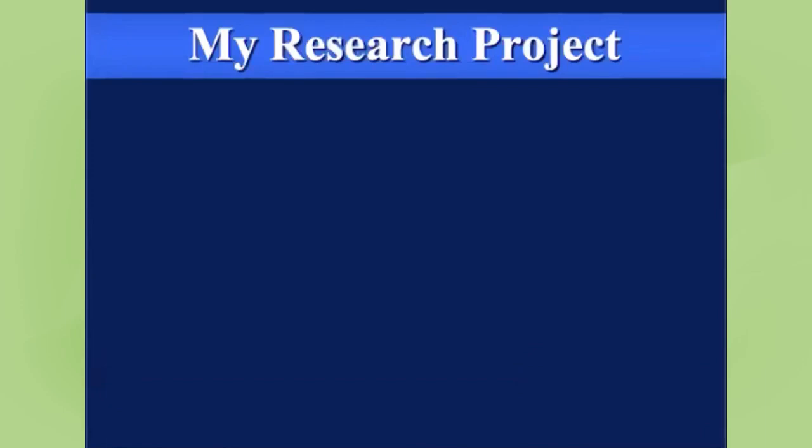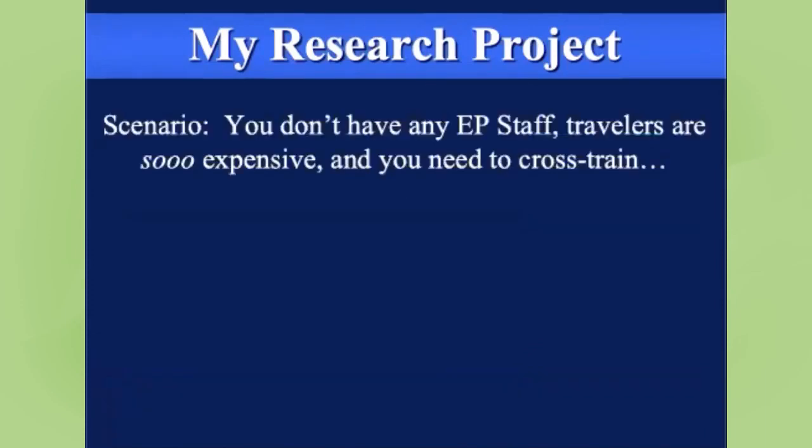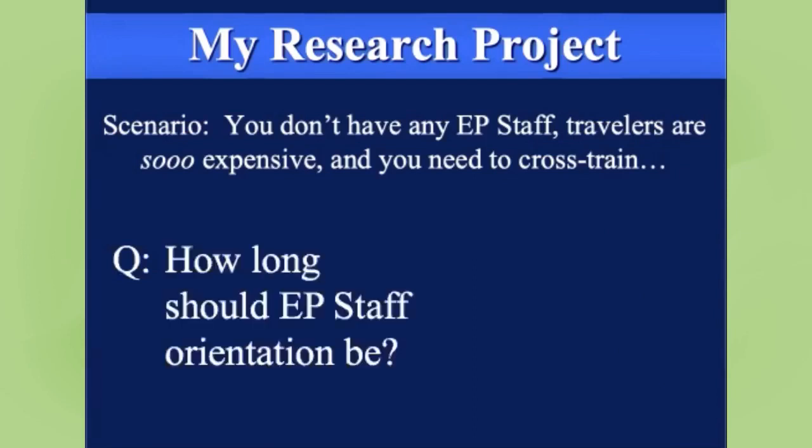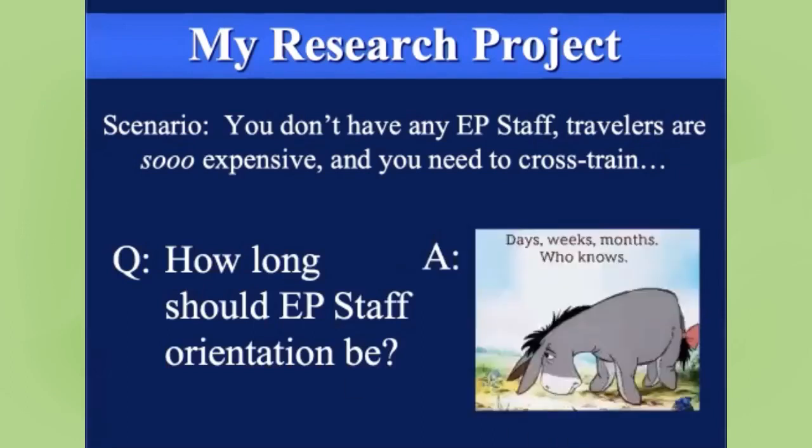I've seen this common scenario played out time and time again, and the scenario is as follows. You don't have any EP staff, travelers are so expensive, and you need to cross-train. The question is, how long should EP staff orientation be? The answer most frequently that I have heard: days, weeks, months, who knows?